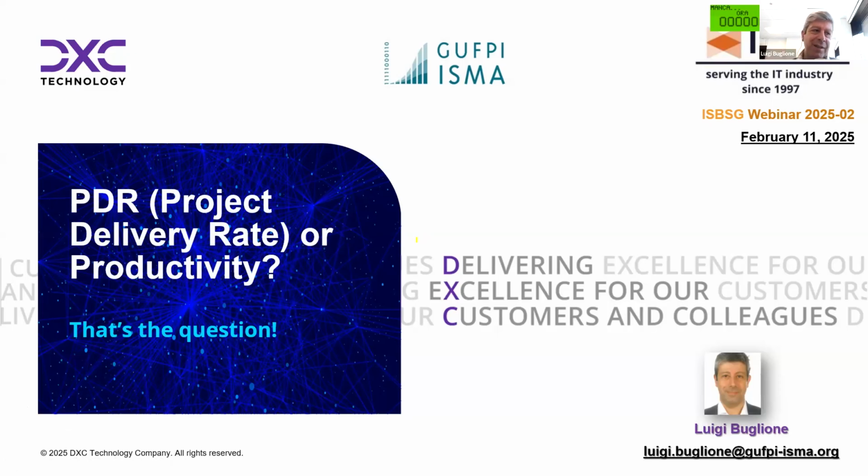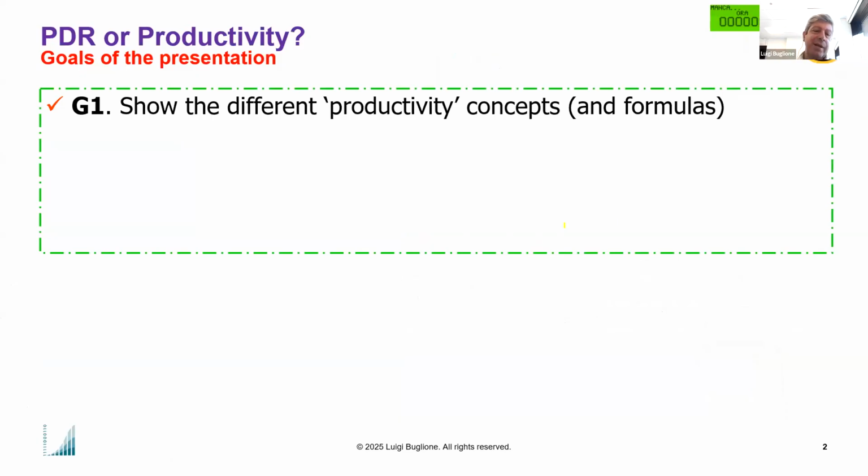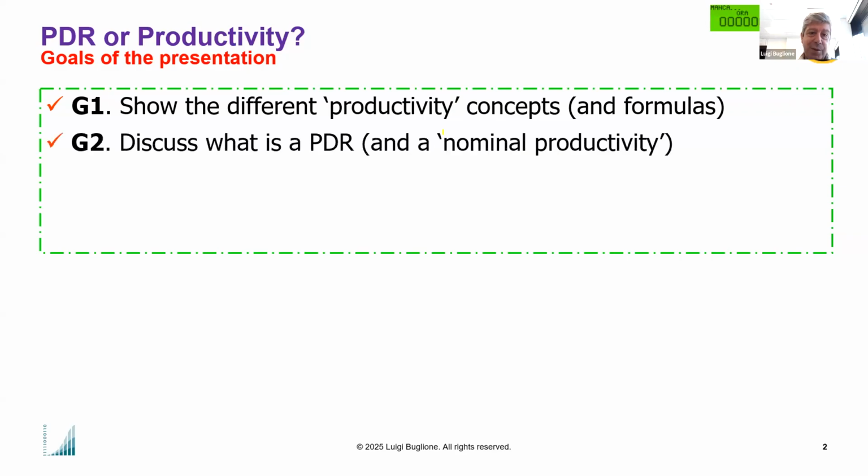By the way, as you know, everything can be measurable, and so the goals for this presentation are three, mostly. The first one is to show the different productivity concepts and formulas, because everybody could be aware of what productivity is, but according to the different formulas, at least in ICT projects, there can be different values coming out for taking different decisions.